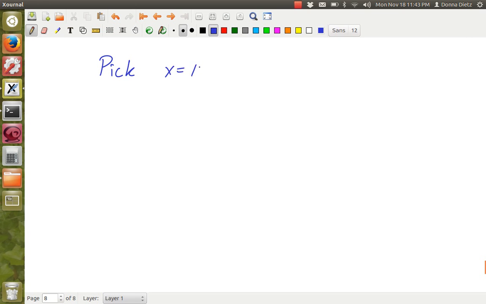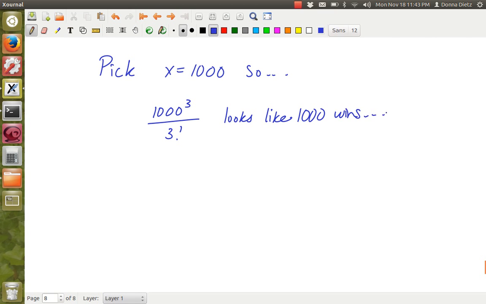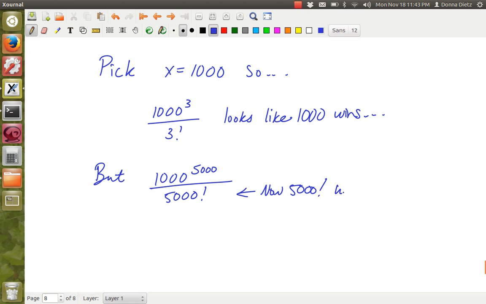So pick x equal to 1,000. 1,000 to the power of 3 over 3 factorial. Okay, this looks like the 1,000 wins, right? The 1,000 cubed is definitely much bigger than 6. However, what about if you hike up that exponent to, say, 5,000, and then you take 5,000 factorial? Now the 5,000 factorial is obviously going to win, right?